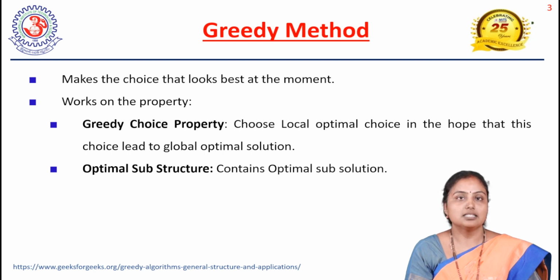Next one is optimal substructure. What is called optimal substructure? The substructure consists of optimal subsolutions. So already we said the problem is divided into subproblems. Each subproblem will contain one optimal solution. All these optimal solutions comes into this optimal substructure.